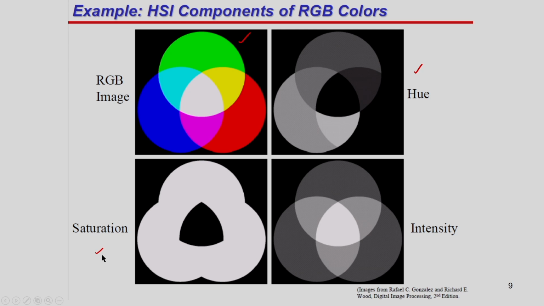So you can see this portion is black. Black means the maximum white light, that means the saturation will be 0. Saturation means the purity of the color, that means the amount of white light added with a particular color. So that is why the saturation is 0 corresponding to the white portion, and you can see the intensity values here. So I am showing the HSI components of the RGB colors.